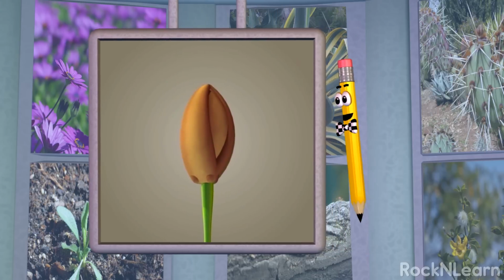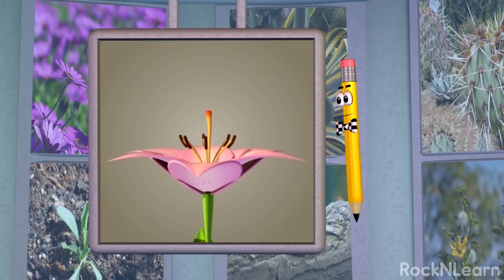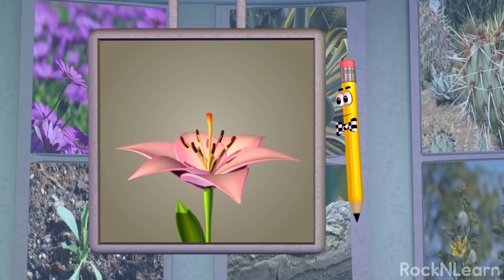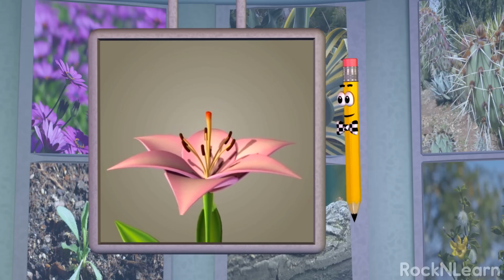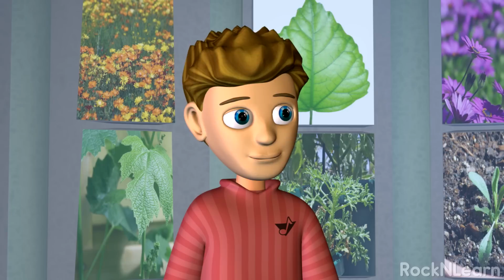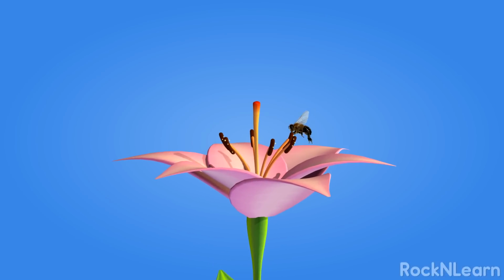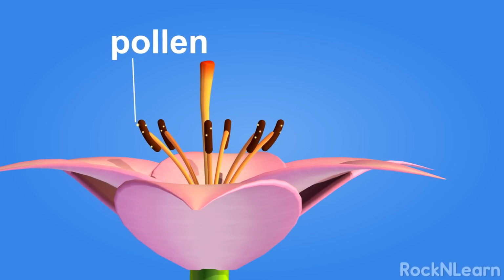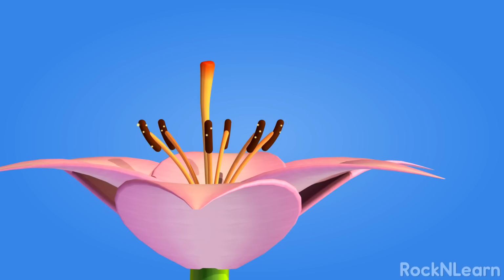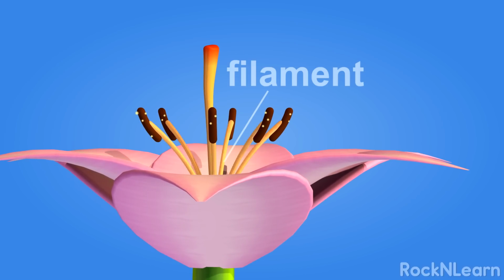As the flower opens, the petals become the main attraction. Get it? They're the main attraction because they help attract pollinators such as bees, bats, birds, and even butterflies. I know how this works. Pollinators come to the flowers. As they move around the flowers, they pick up pollen that is on the anther, which is the top part of the stamen. The anthers are held up by these long stalks called filaments.